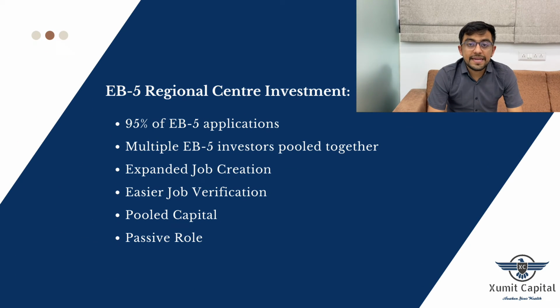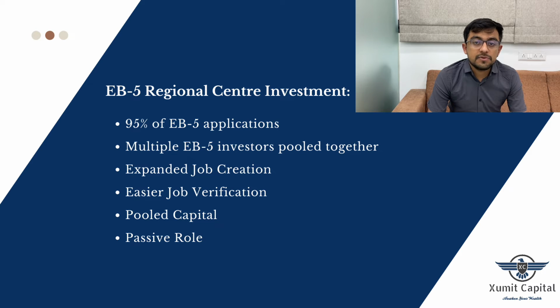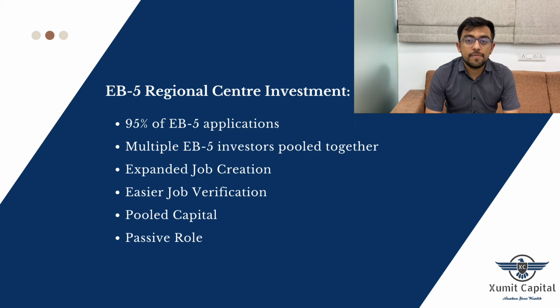So the second is regional center investment. Almost 95% of the applications are conducted through regional centers, and this is the most popular method by far. In regional center investment, multiple EB-5 investors are pooled together to make an investment in the new commercial enterprise, and they can be part of the new commercial enterprise with minimum management responsibility. Regional centers also benefit from expanded job creation, which is verified by the USCIS. Regional centers can count all the direct, indirect, and induced jobs per EB-5 investor.